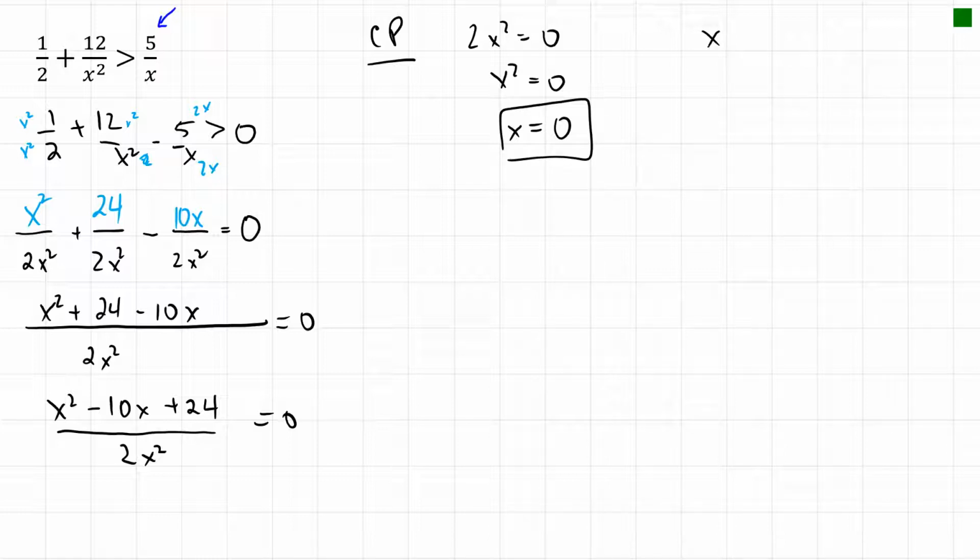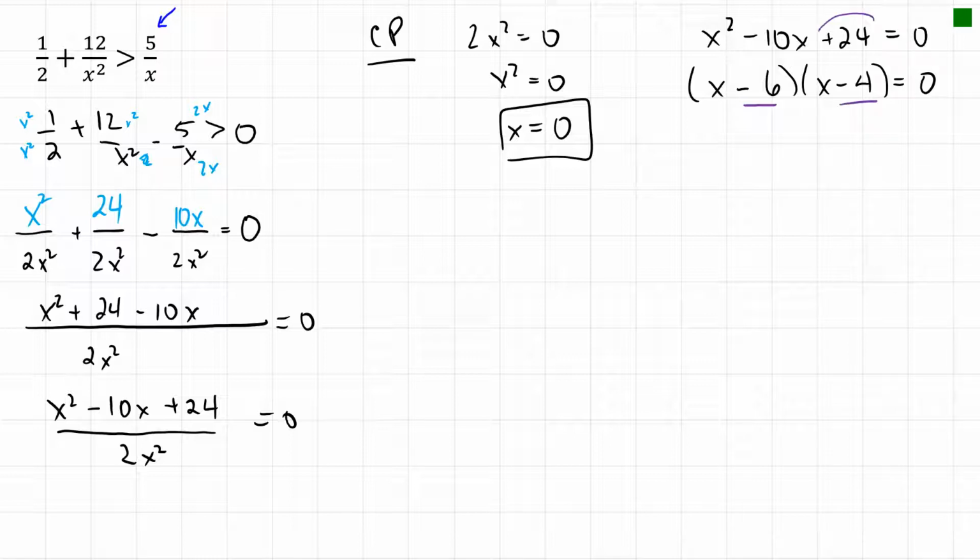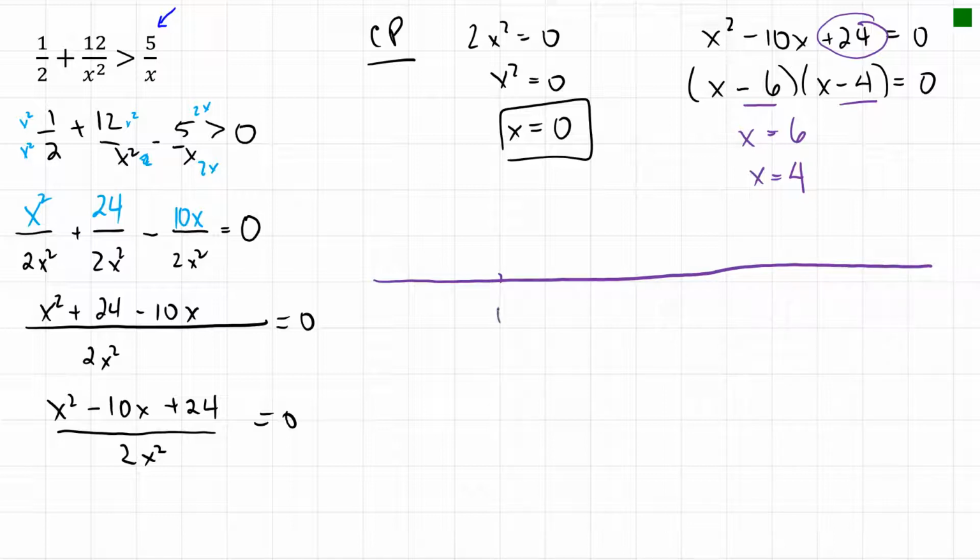The other one occurs when x squared minus 10x plus 24 equals 0. That one is factorable. It's when x minus 6 and x minus 4 equals 0, because negative 6 times negative 4 is positive 24, and negative 6 plus negative 4 is negative 10. So I have two roots. One is when x equals 6, the other one is when x equals 4. And so I've got three critical points. I've got one at 0, one at 4, and one at 6.